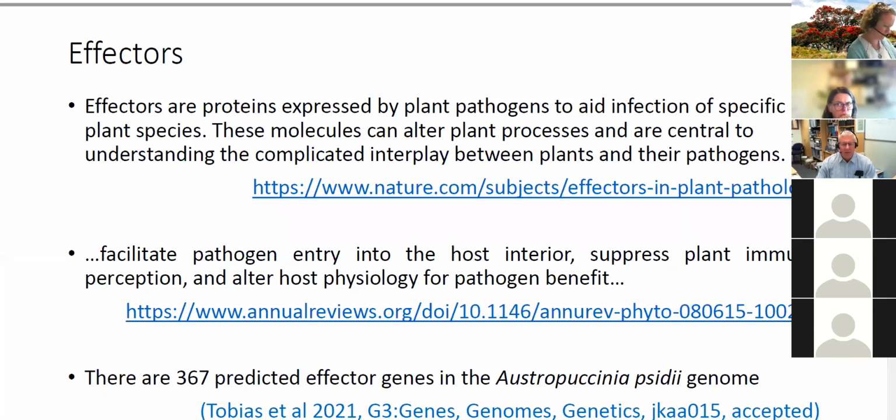Now we know that there are over 350 predicted effector genes in the genome. So that genome is still available as a pre-publication paper on the G3 site. But again, they're predictions, but the programs that do those predictions are pretty good. Next slide, please, Anna.